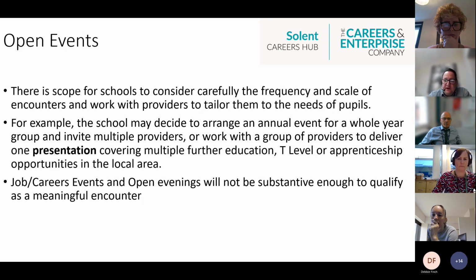So the thing that we've put there is about this presentation. Where open events will need to evolve to now is that there is a presentation that is tailored for a group, and then, coming on to it a little bit later on, that there is a Q&A session available for those young people to either ask those questions in a group or stay behind to speak to the presenters around those opportunities.